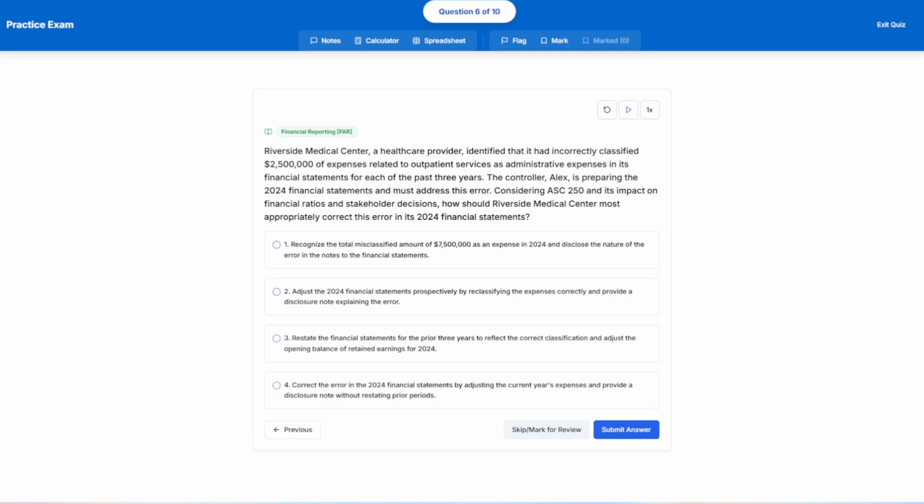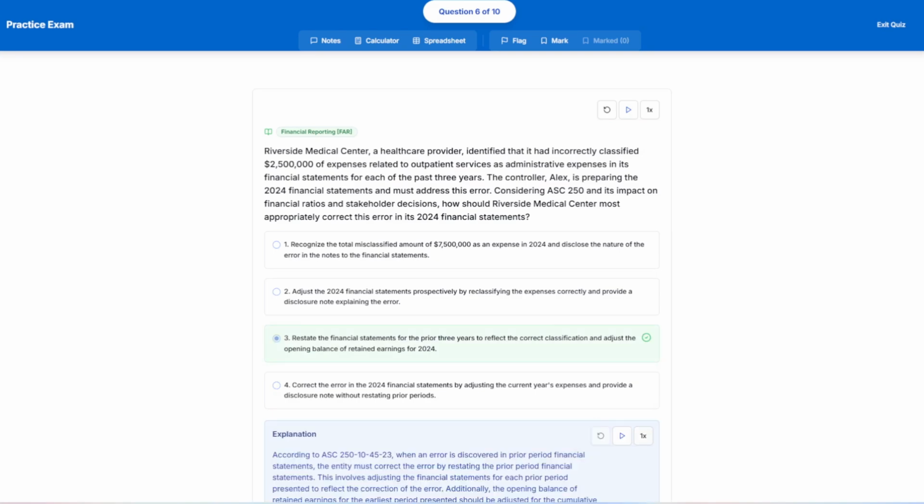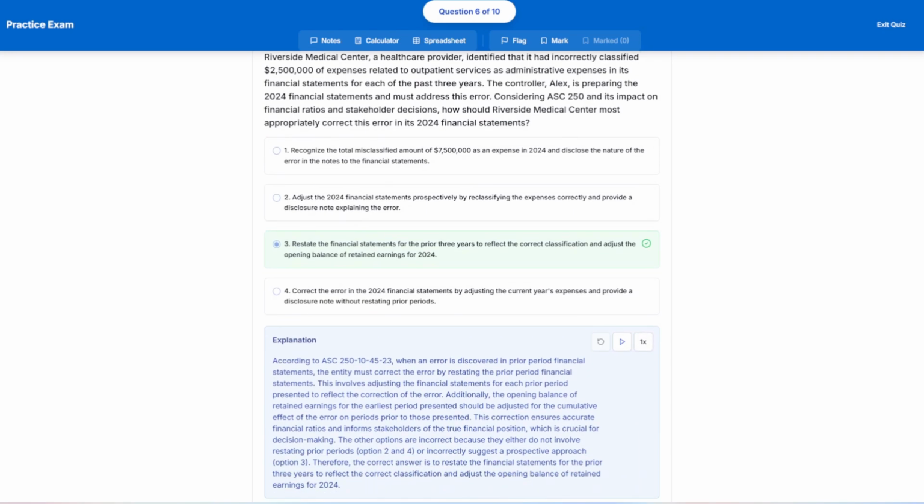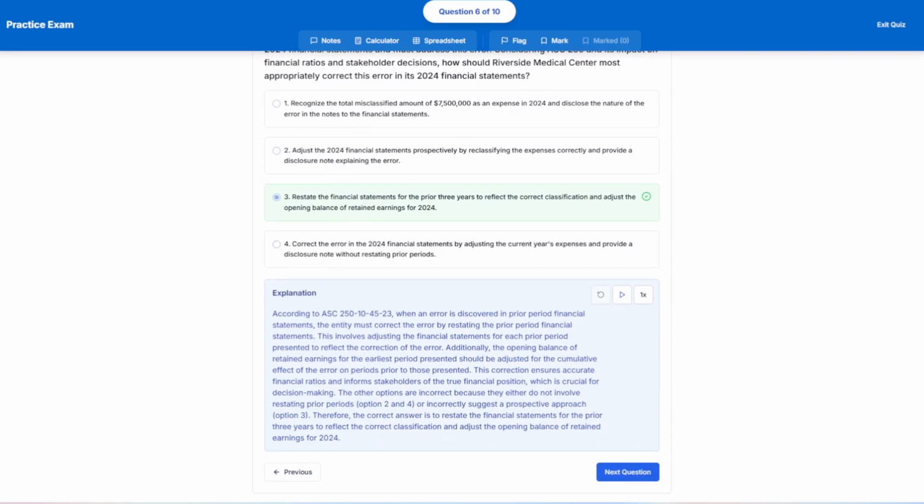Based on our analysis, the correct answer is to restate the financial statements for the prior 3 years and adjust the opening balance of retained earnings for 2024. This approach aligns with ASC 250's requirements for error correction and ensures stakeholders have a reliable basis for decision-making. So, remember, when it comes to error corrections, the excitement of journal entries really lies in getting them right the first time, or correcting them correctly when we don't.